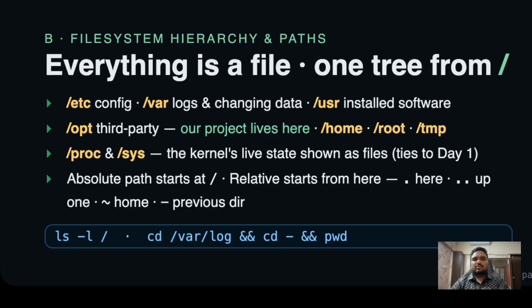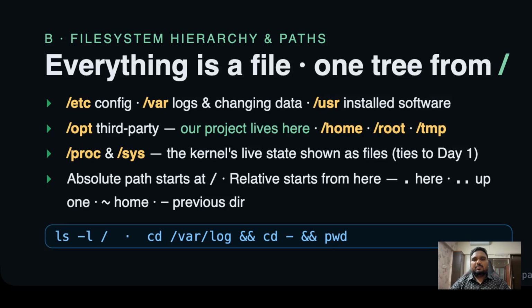So in Linux, everything is a file. Your documents, your devices, even live information straight from the kernel. And every file on the system hangs off one single tree, starting at slash, the root. Let's walk the map. /etc, system configuration. Every setting lives there. /var, data that changes and grows, logs especially. /usr, most installed software. /opt, third party software.